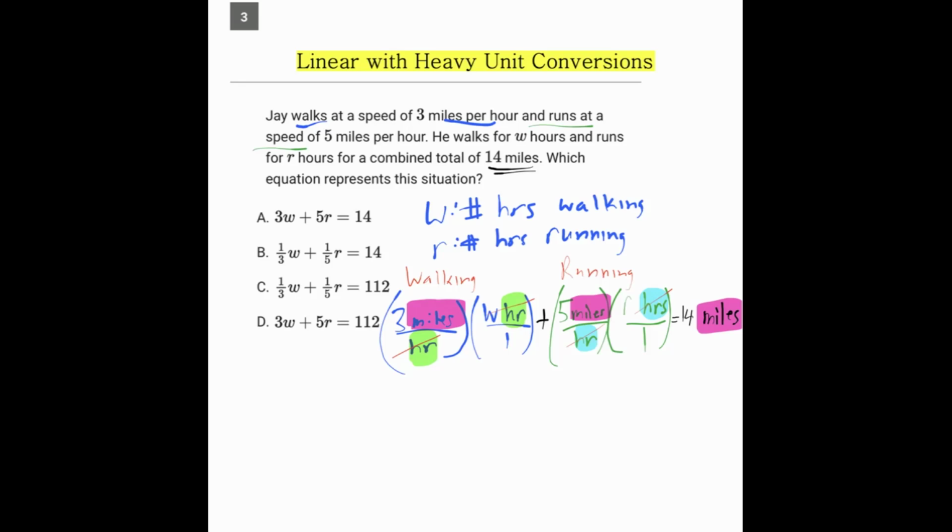But now that we know it's correct, we can get rid of all these units and see it a little more clearly. So we have 3W plus 5R equals 14, and that is answer choice A.